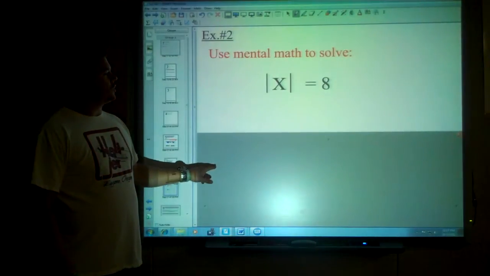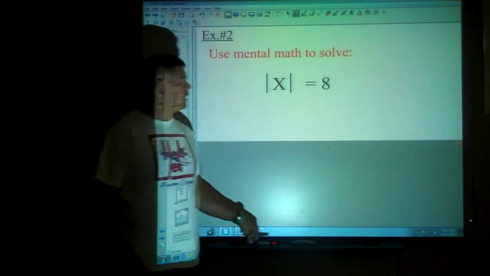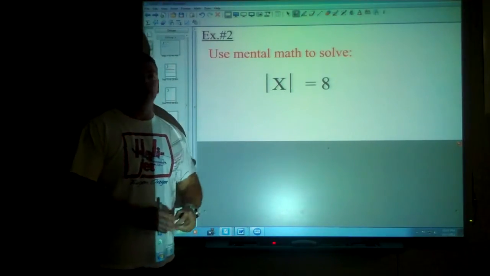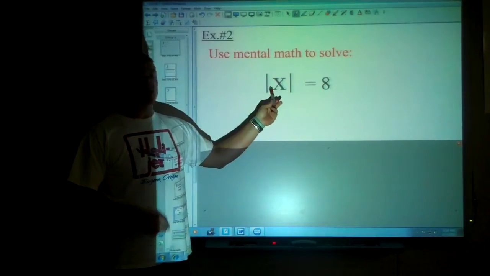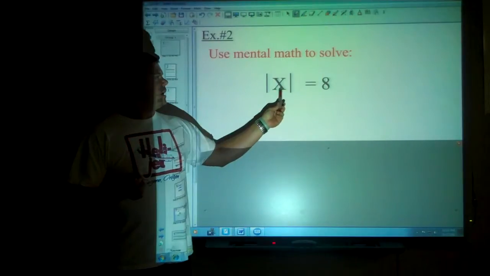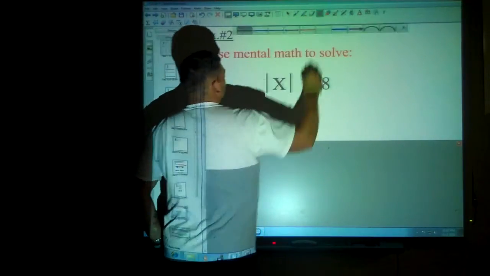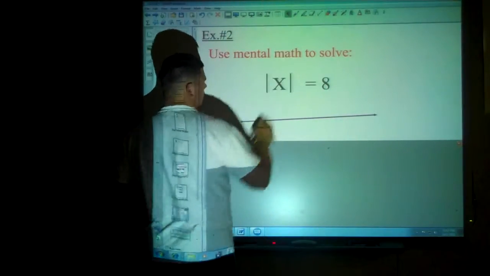Use mental math to solve. Now, when we use mental math, we've got to try to decide, can we think of anything that would work for x that would make this true? So, this is saying that the absolute value of x, the absolute value of an unknown, is 8 distance away from 0. If I were to make a quick number line, just to kind of look at it, here's my number line.